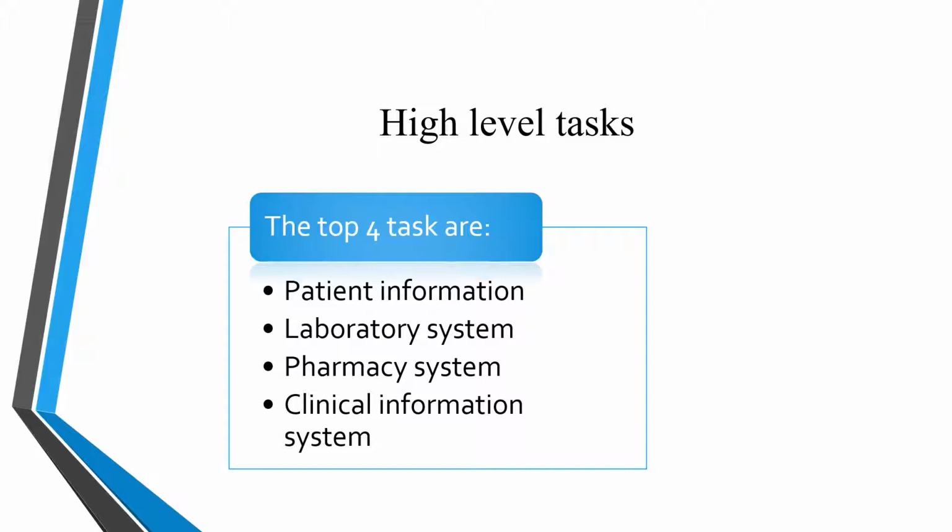This project has 4 high-level tasks that can be found on the Blackboard assignment instructions. You will want to reorder these tasks according to the required configurations before being able to complete a task. This will make more sense later on. The first high-level task is patient information. Next is laboratory systems, then pharmacy systems, and lastly, clinical information systems.